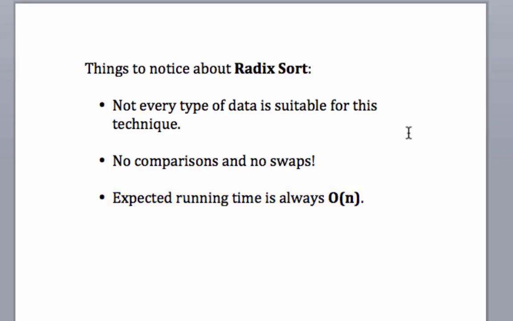If you have not watched the videos, there are 3 videos on insertion sort, selection sort, and exchange sort, which are very different from RadixSort.